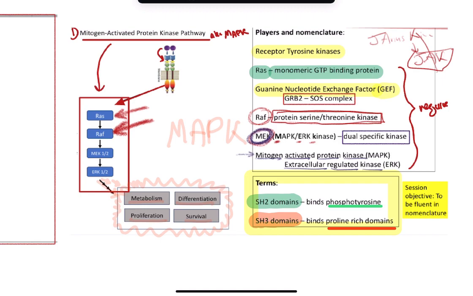It's a sequence, right? Okay, terrific. So now we know what the main players are going to be over here, right? We know what the main components are going to be, and that's part of the MAPK pathway, the mitogen activated protein kinase pathway, right?